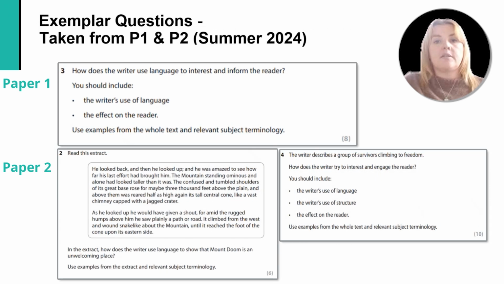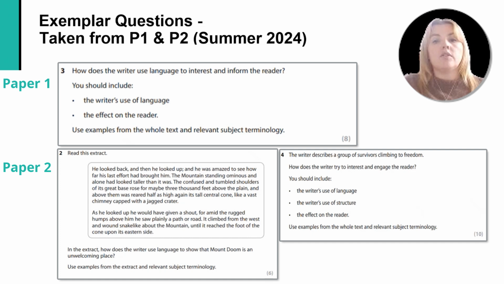Let's look at where analysis appears and how it differs between Paper 1 and Paper 2. In Paper 1, the analysis question, which is Question 3, is entirely focused on language, and you can draw out evidence from anywhere in the text. The important thing to note is that this question is broad, in the sense that you are identifying what interests or engages the reader. In Paper 2, the skill appears twice.